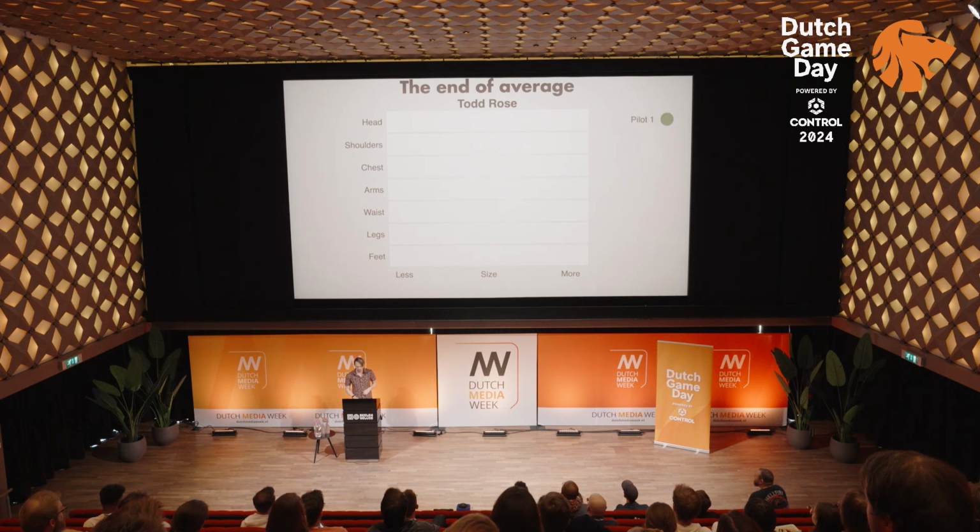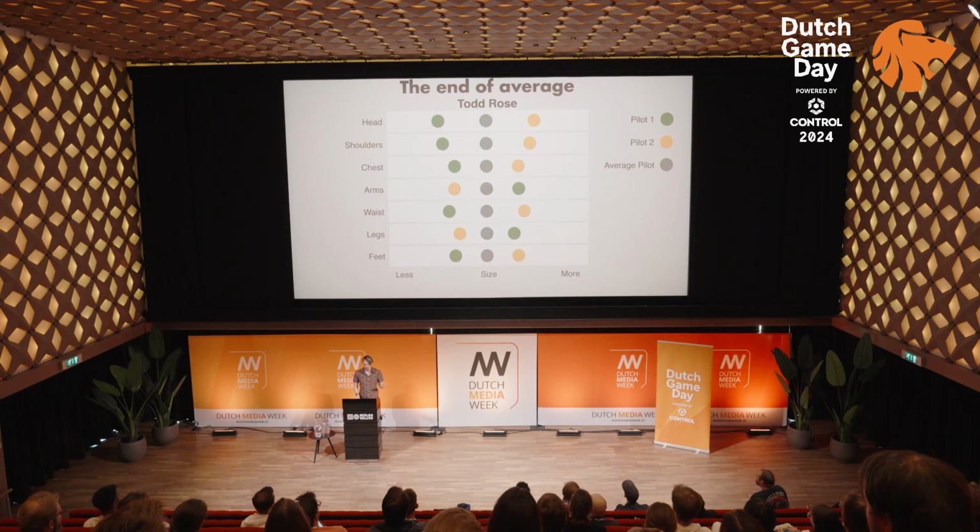Let's say pilot 1 might have a smaller head, smaller shoulders, smaller chest, but larger arms, smaller waist, longer legs, but smaller feet. And then pilot 2, well, they might have a bigger head, bigger shoulders, and a bigger chest, but smaller arms, a bigger waist, smaller legs, and bigger feet. So what's the average pilot? It's this one. And so all the controls were set for that average.